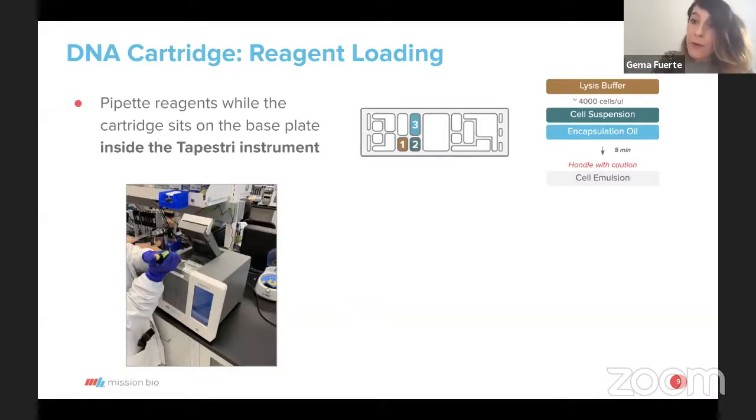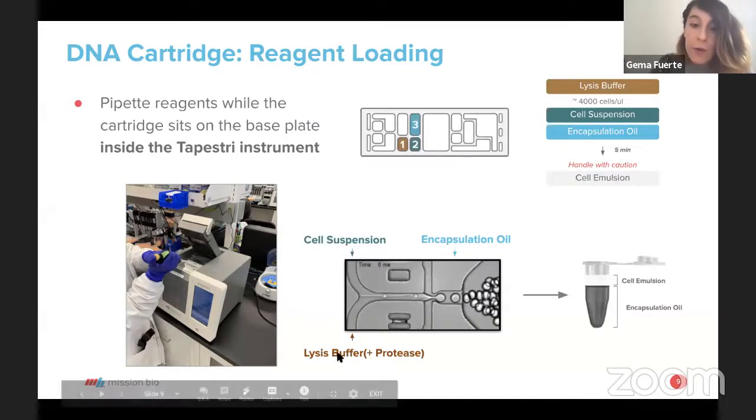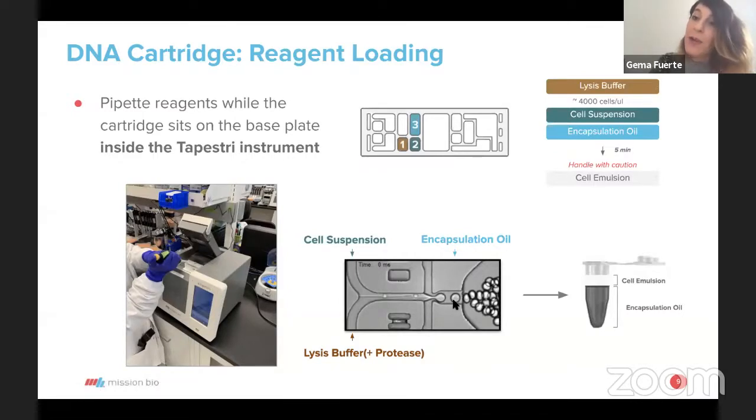The manual is very straightforward. It is all color coded. You see on the right the reagents you need for the encapsulation step. So you need the lysis buffer with the protease. You need your cell suspension, in this case 3,000 to 4,000 cells per microliter, and encapsulation oil. And this is what happens. Here we are combining again the cells with the protease, and with the encapsulation oil, you see the droplets being generated. At the end of this process, which takes 5 minutes, what you would expect in this specific tube is oil at the bottom and then a white layer of emulsion on top. This is what you will expect after the encapsulation step.